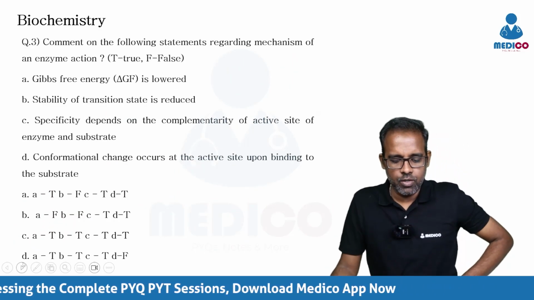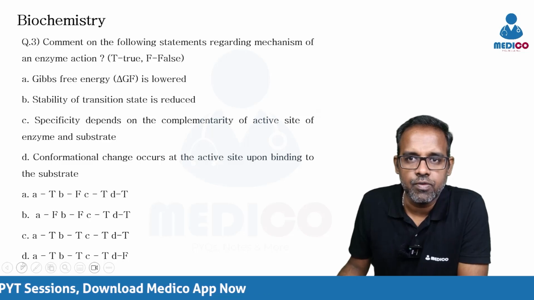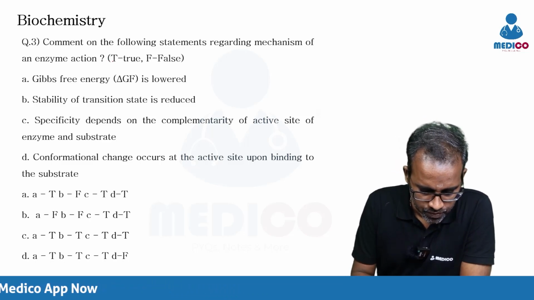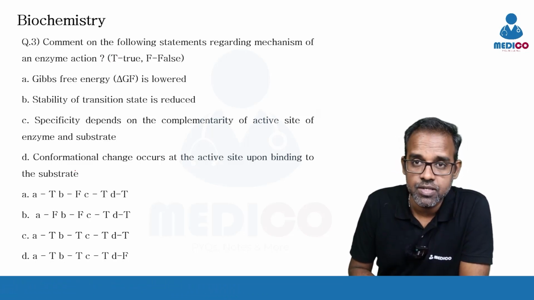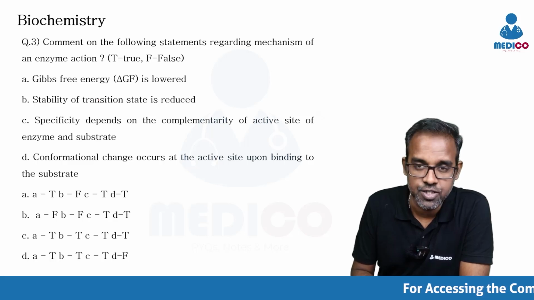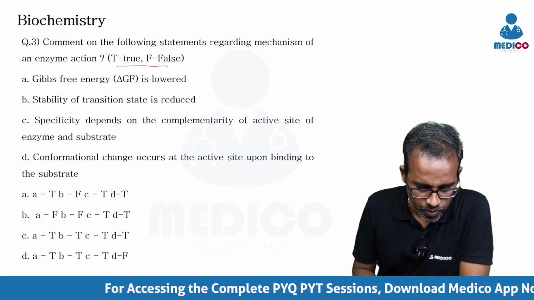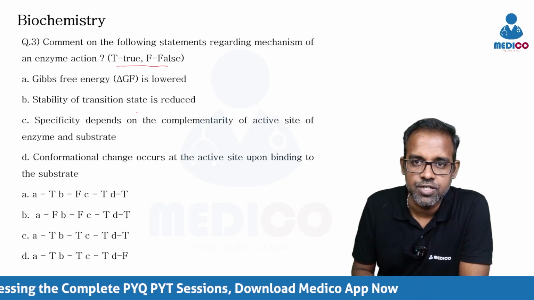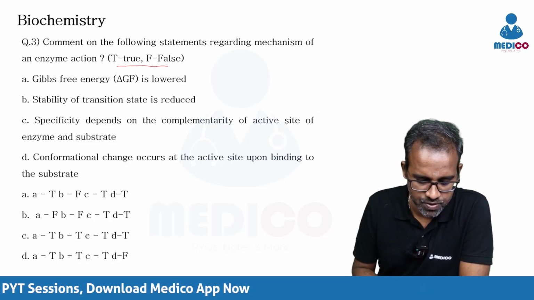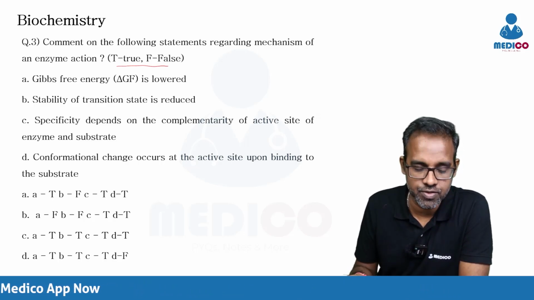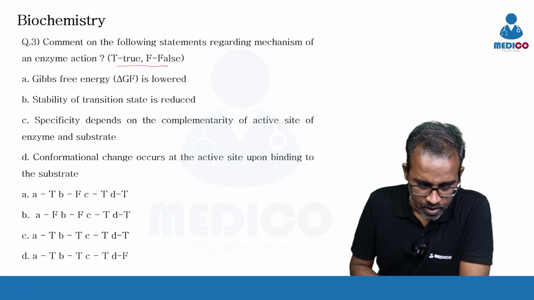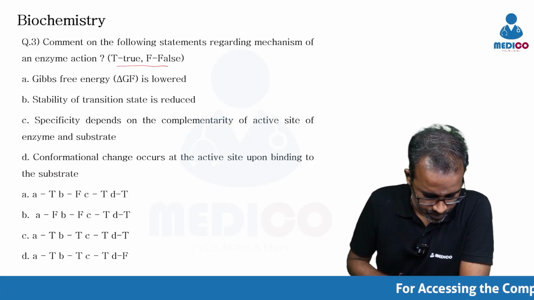Okay. Comment on the following statements regarding the mechanism of enzyme action. They are given 4 statements and they are asking us to say whether each statement is true or false. First statement, Gibbs free energy is lowered. Second, the transition state stability is reduced. Third, specificity is based on the complementarity of the active site of the enzyme and the substrate. D, there is some conformational change at the active site.